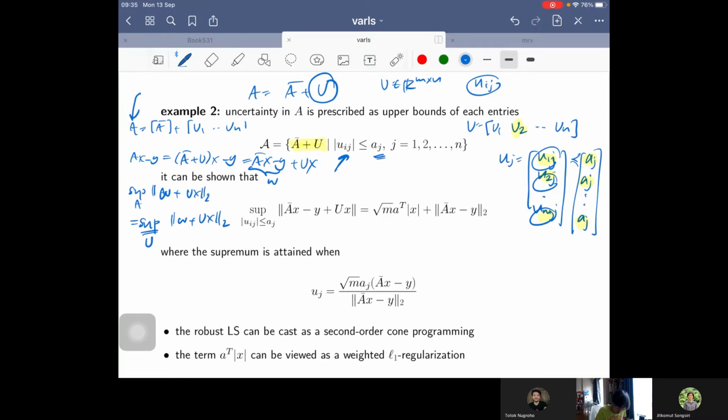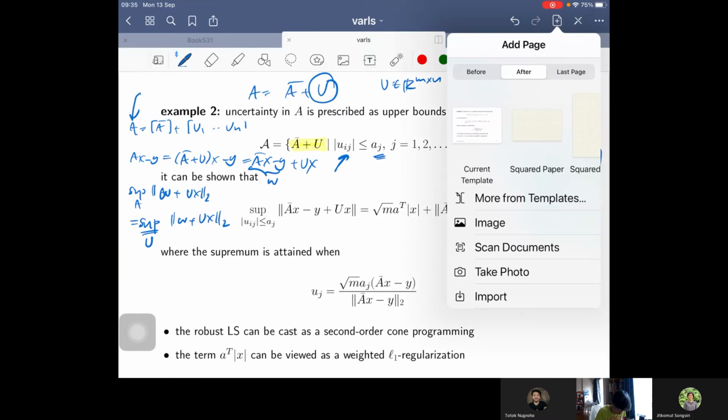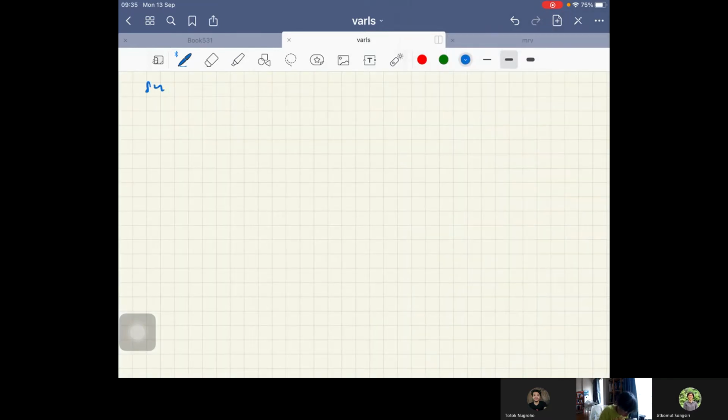I would like to use the blank page to calculate this w plus Ux, where your U is u1, u2, up to un, and the size of your u_ij is always less than a_j. You take a look at each column of U again. All the entries in column j are bounded by a_j.